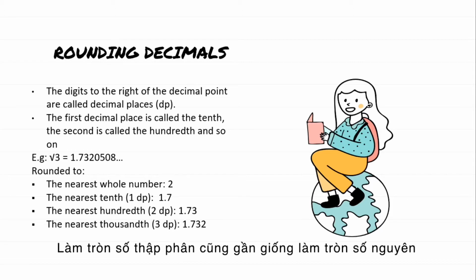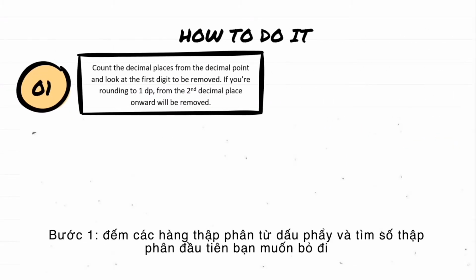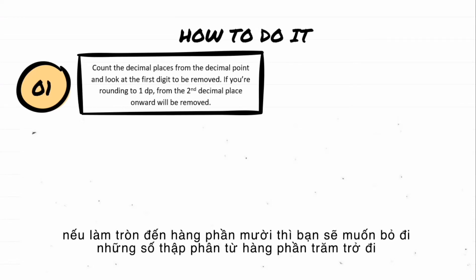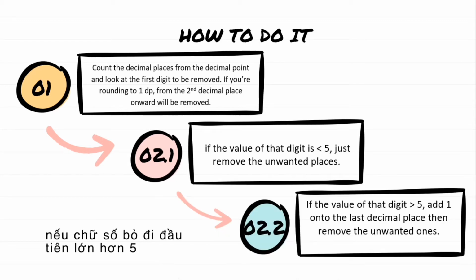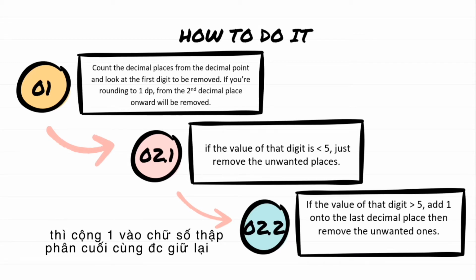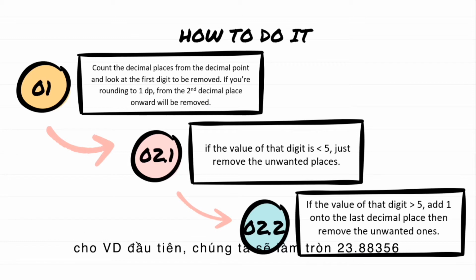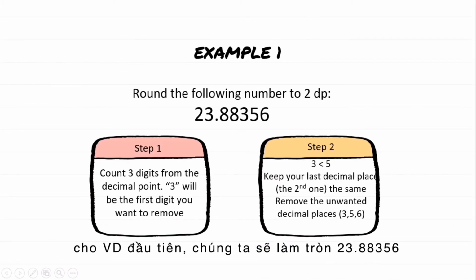Now rounding decimals is pretty similar to rounding whole numbers. First, you need to count the decimal places from the decimal point and look at the first digit to be removed. If you are rounding to 1 decimal place, from the second decimal place onward will be removed. If the value of the first digit to be removed is less than 5, just remove the unwanted place. But if the value of that digit is 5 or larger, add 1 onto the last decimal place, then remove the unwanted ones.